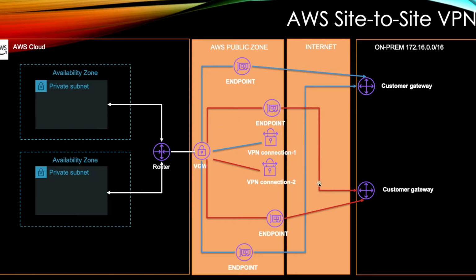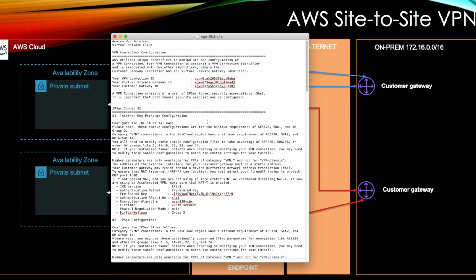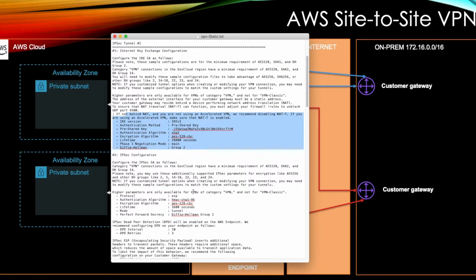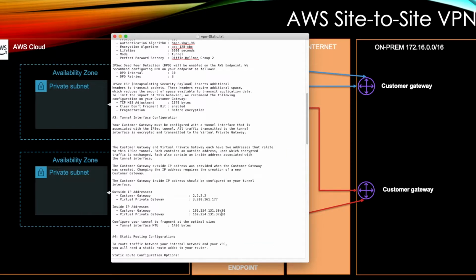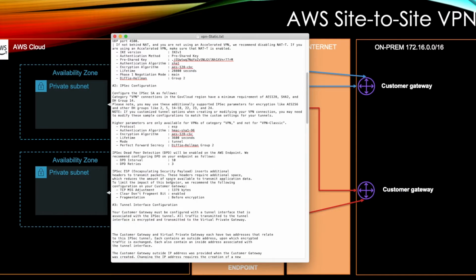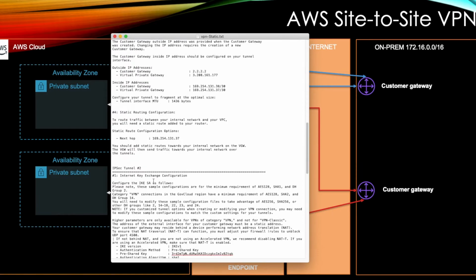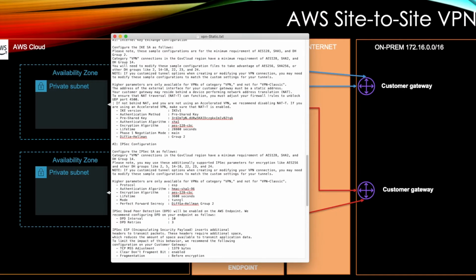So when we create the VPN connections, normally we download a configuration file which looks something like this, which has information about VPN connection ID, virtual private gateway ID, customer gateway ID, and pre-shared keys, and information about outside and inside public IP addresses. And this information is provided for both the tunnels, so IPsec tunnel 1 and IPsec tunnel 2. So these IP addresses and pre-shared key are provided for both the tunnels.